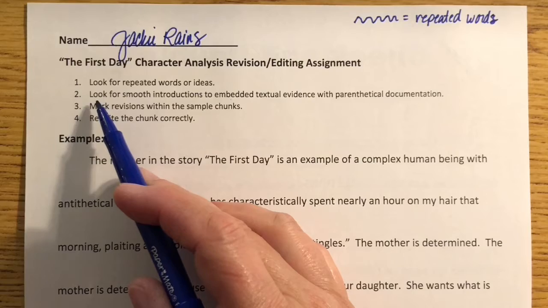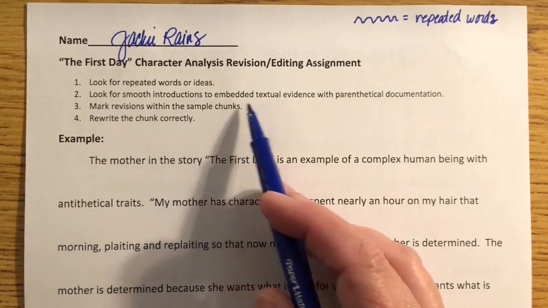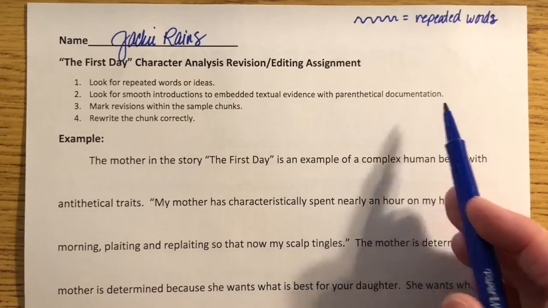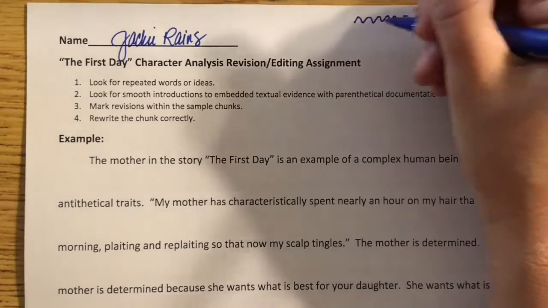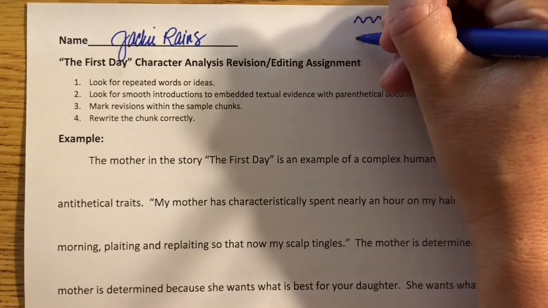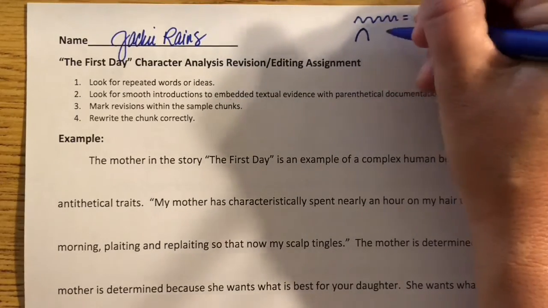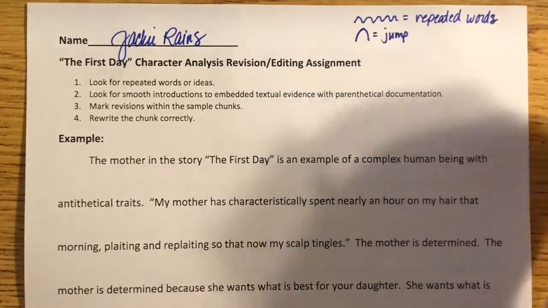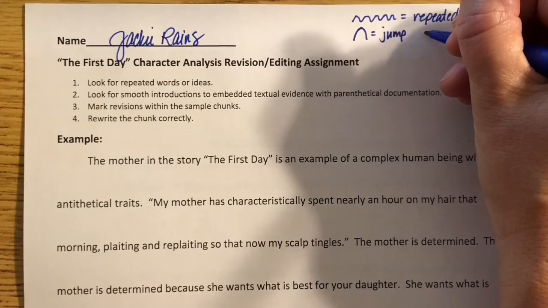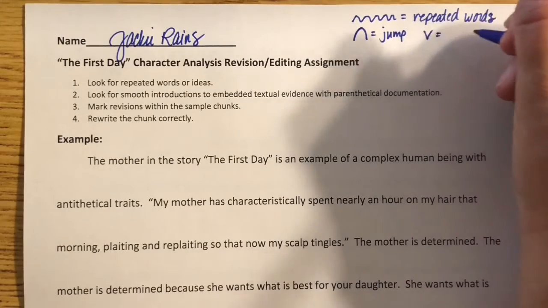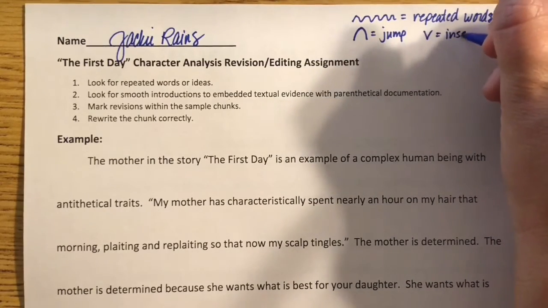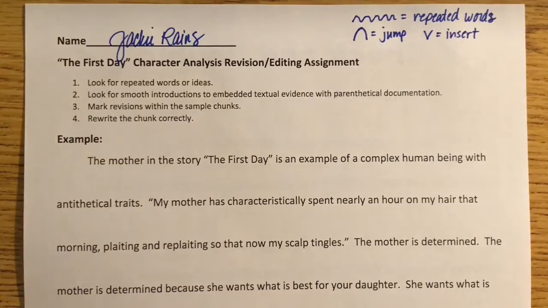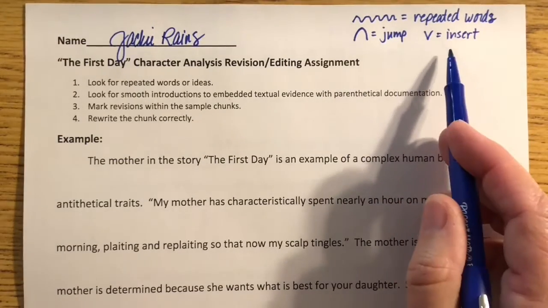Okay, number two, look for smooth introductions to embedded textual evidence with parenthetical documentation. So if it's not smooth, if there's a jump, if something needs to be added, sometimes this means there's a jump there. And a little V above the line means to insert something within the writing, okay? So those are two more editing marks.